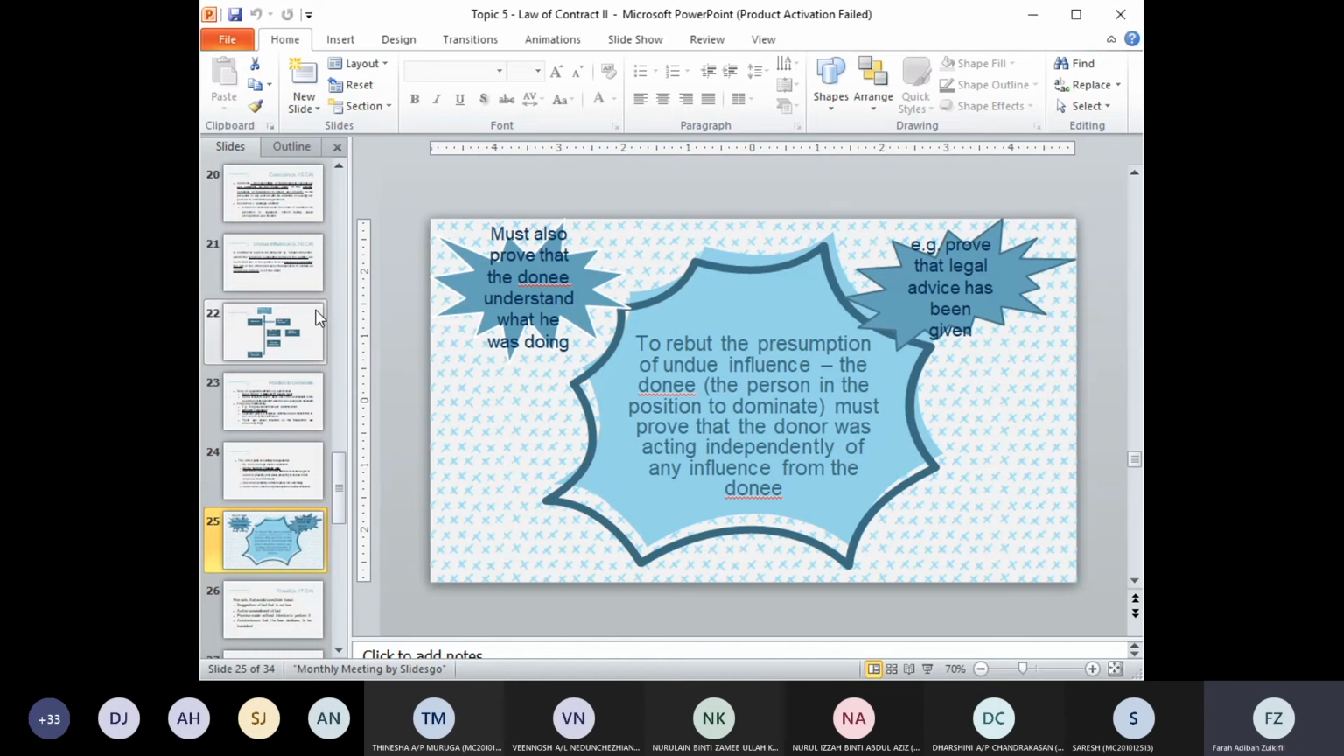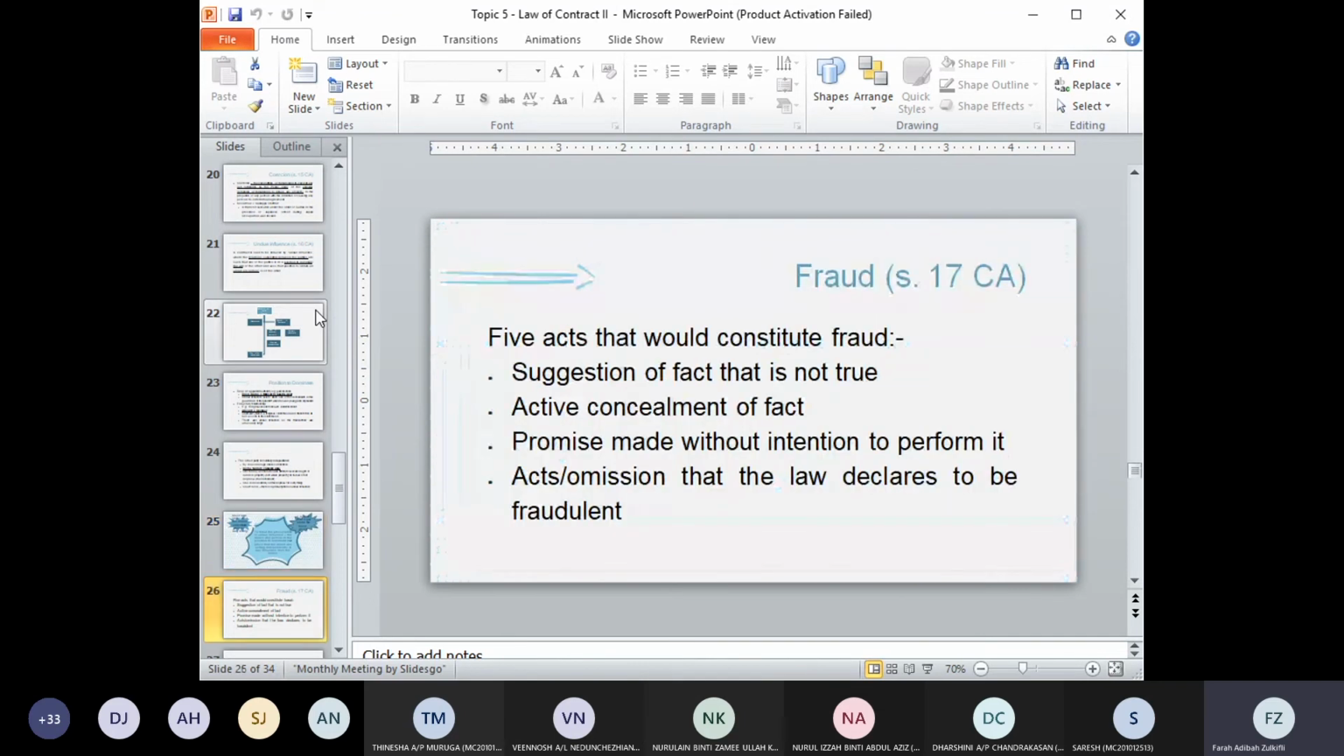So if you did not succeed in rebutting the presumption of undue influence, the contract can become a voidable contract. So if the contract is a voidable contract, the other party, which is the weaker party, can choose to end the contract, to set aside the contract. Okay, so that is for undue influence.